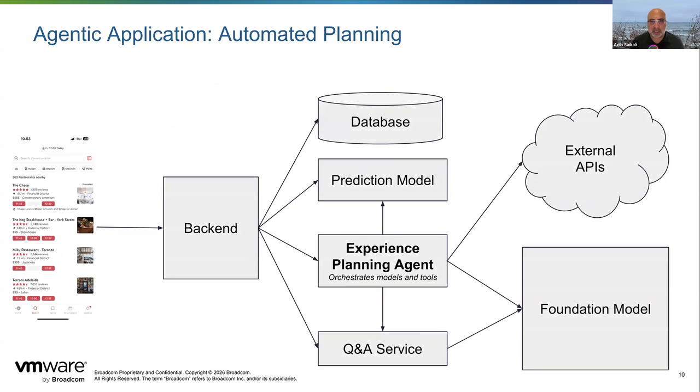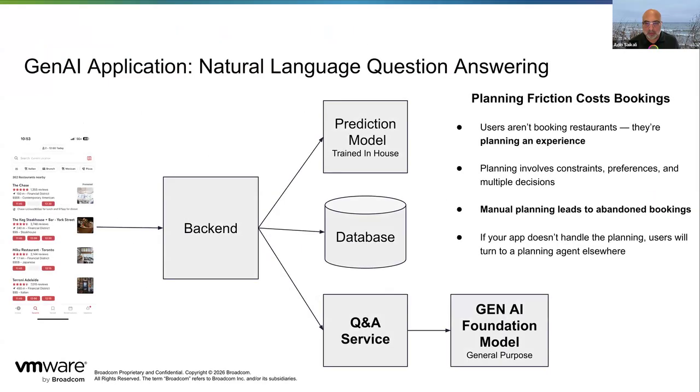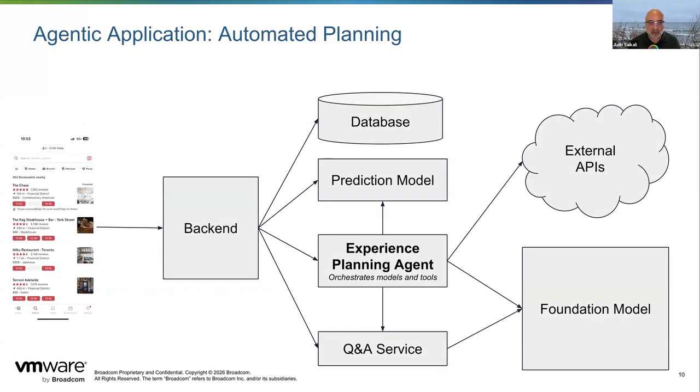Architecturally, what that looks like is we're adding a new service to our architecture that the backend is going to call, and that's our experience planning agent, which is going to use foundation models to generate something, but it's also going to use external APIs. For example, it could be calling out to, I don't know, Google Maps, to find out how long it would take one of the attendees to get from where they are to the restaurant that's being proposed. Maybe you have a distance travel constraint.